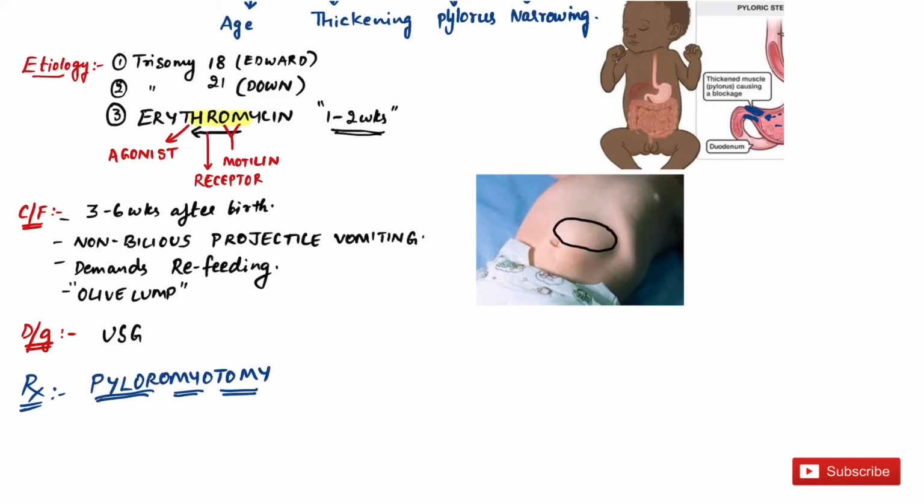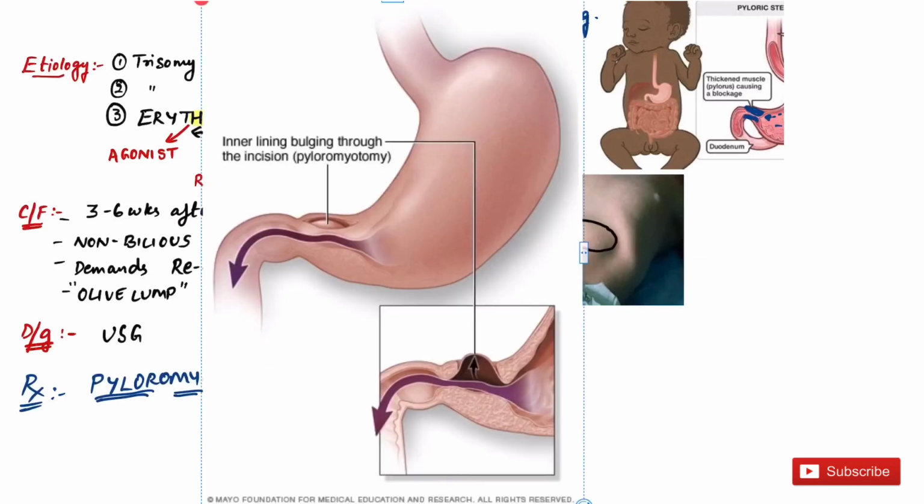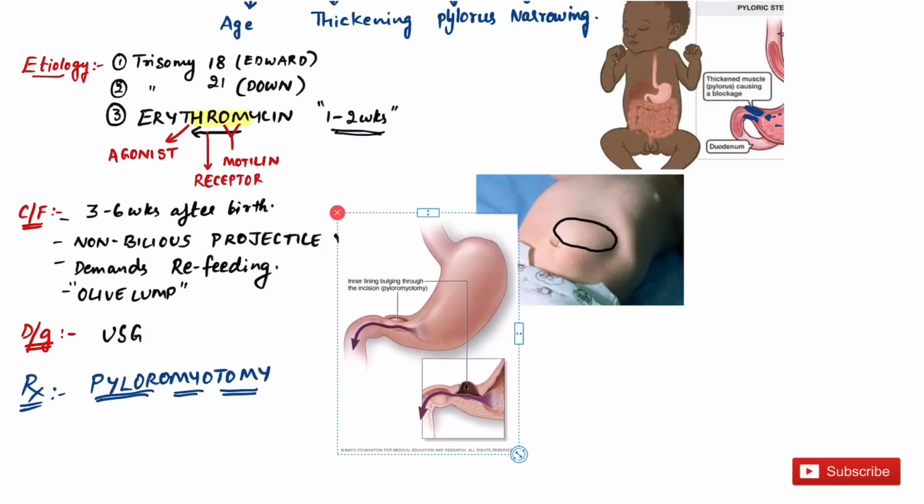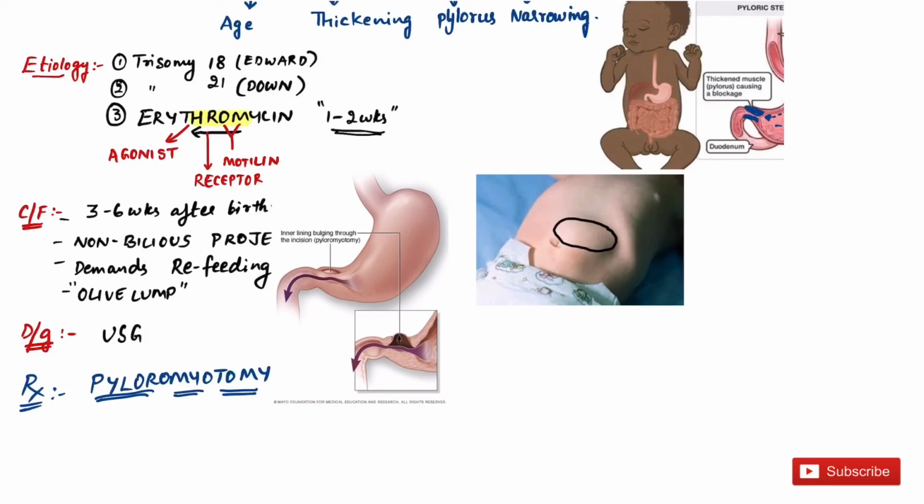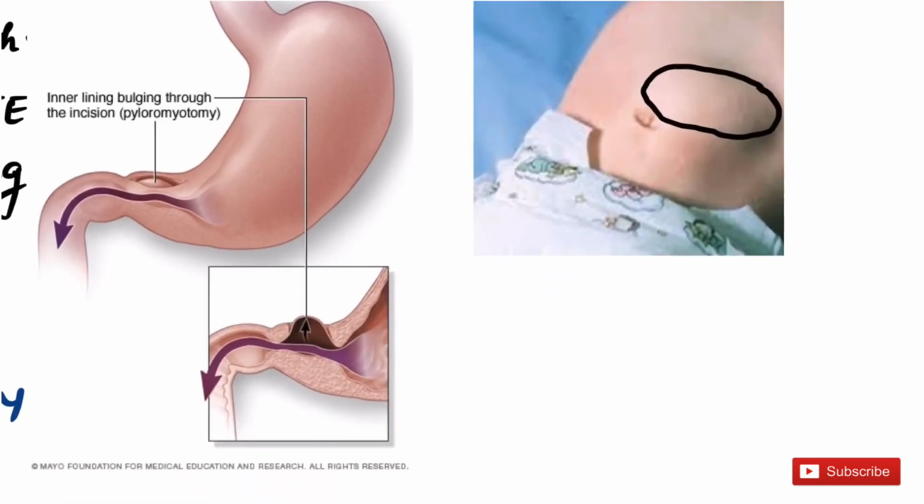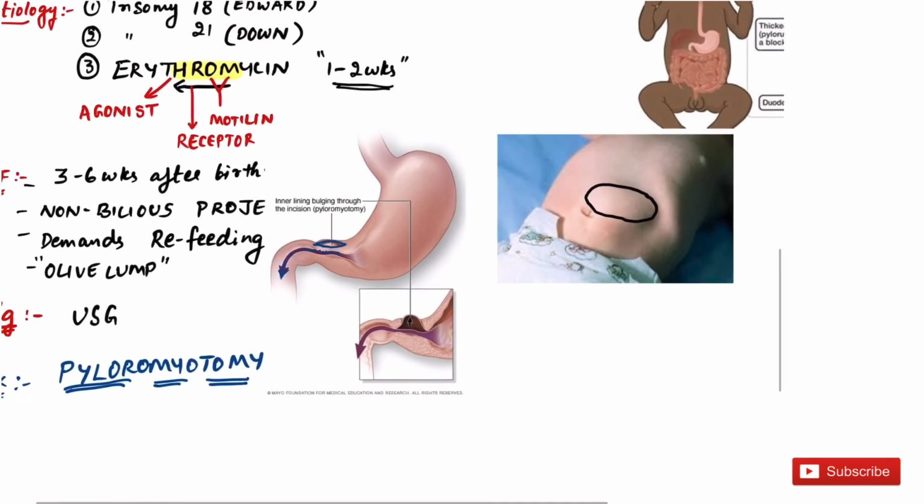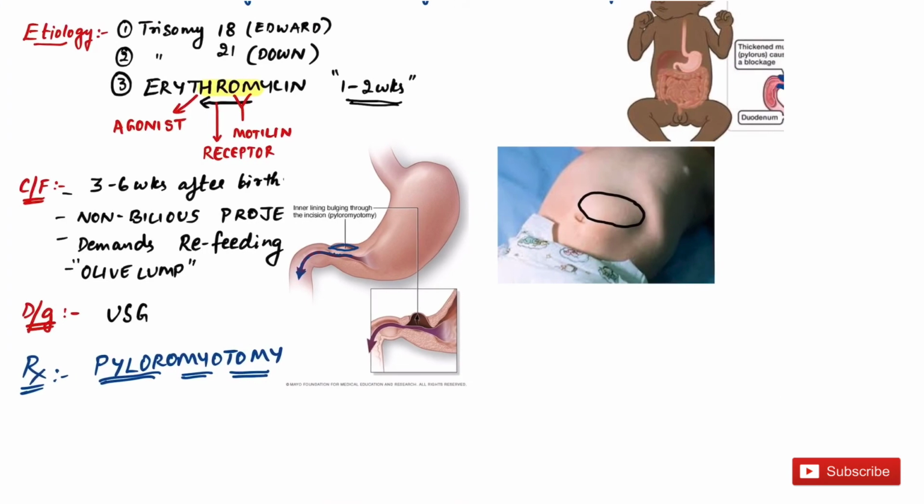I will just present you the image. This image will explain that there is a small incision made near the pylorus, and from this incision the thickened part of the pylorus bulges out, thereby widening the channel of the pylorus, and hence the food passes forward. More details of pyloromyotomy will be discussed in the surgical videos.